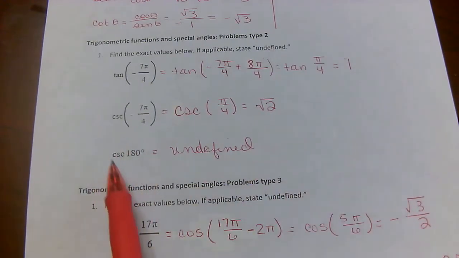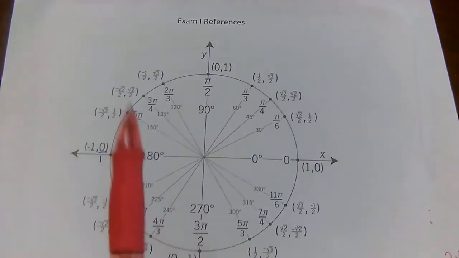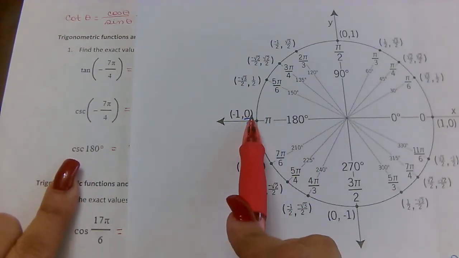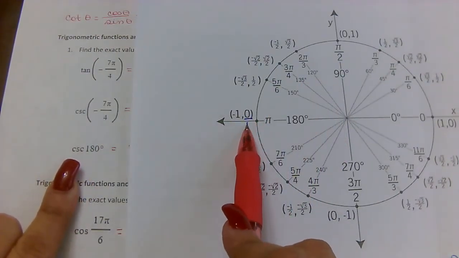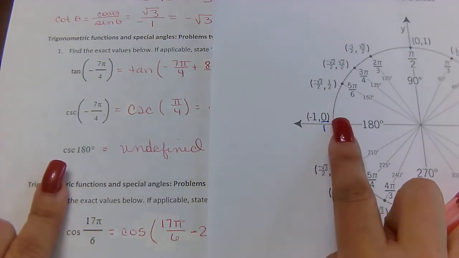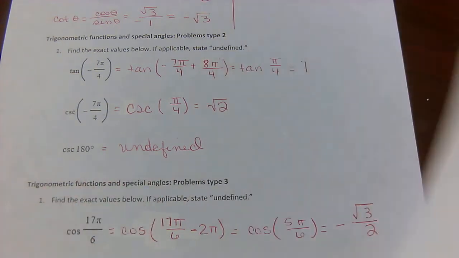Okay. Finally, we have cosecant of 180 degrees. We're going to go to cosecant here. Cosecant is the reciprocal of sine. So here sine is 0 over 1. So if I were to flip it, I would get 1 over 0. Anything with a 0 in the denominator is undefined.